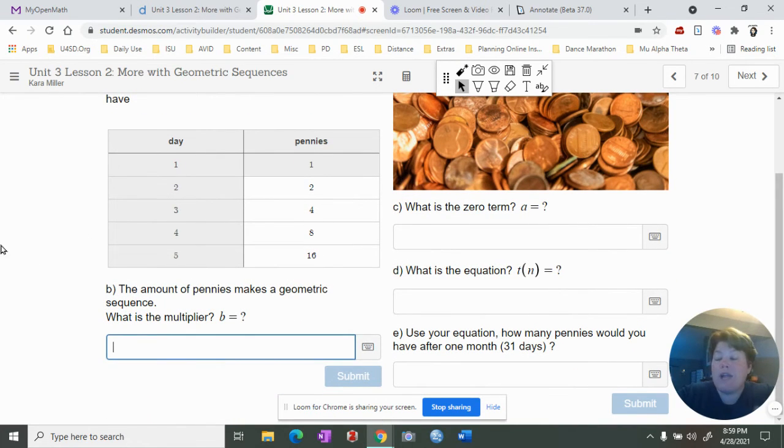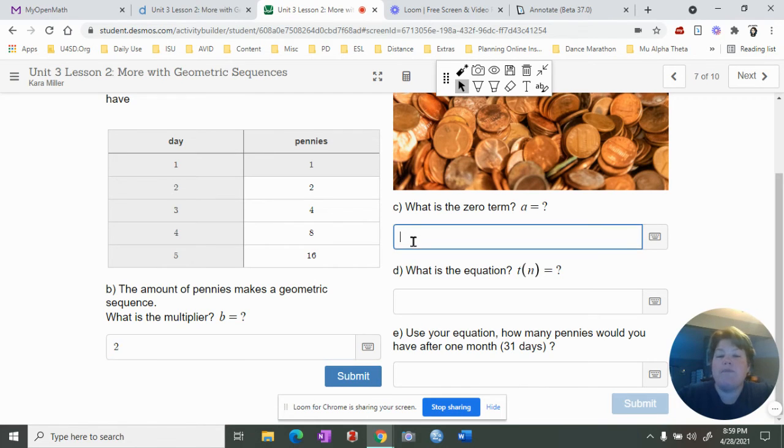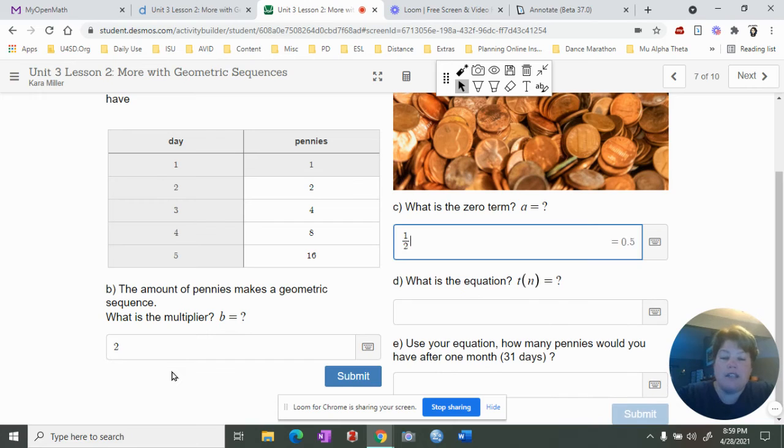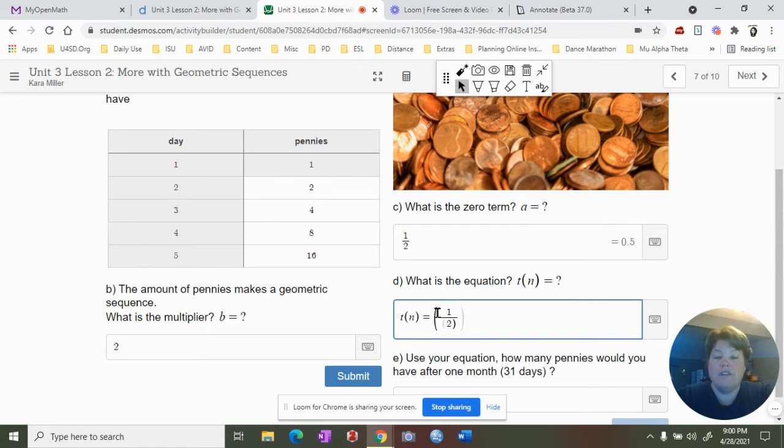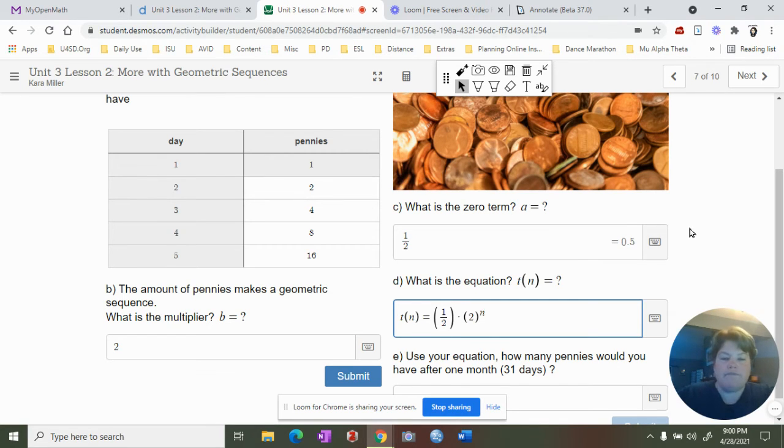Okay, so what is our multiplier? When we double, we multiply by 2. So our B value is 2. Our A value is our first term, 1, divided by 2. So I like to write things as fractions, so I put 1/2, but you can use 0.5, totally fine. And our equation then is T of n equals my A value, 1/2. Oh, I keep putting my parentheses in the wrong spot, times our B value, 2 to the power of n.